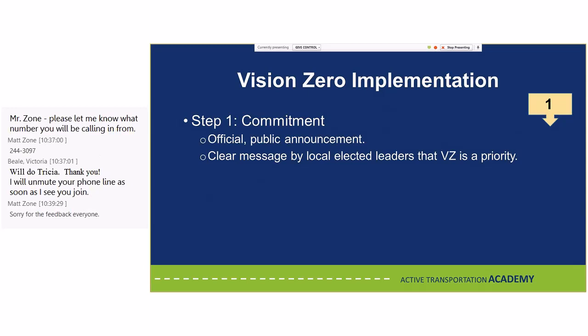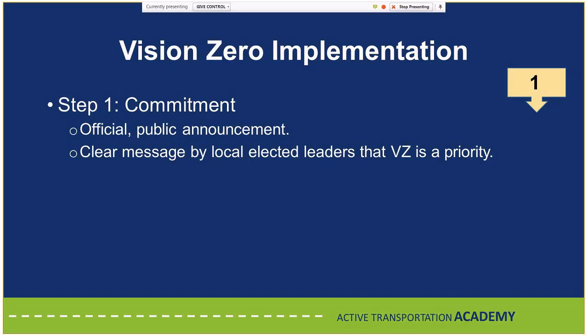It's an official public announcement. It's a clear message by your local leaders that Vision Zero is a priority. It's very simple but very vocal. So it's just kind of, this is how you start things off. This is where the leaders are saying, this is important, we're going to do something, and we're starting now.